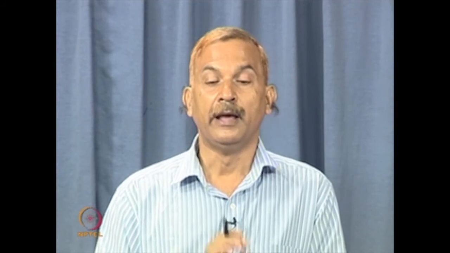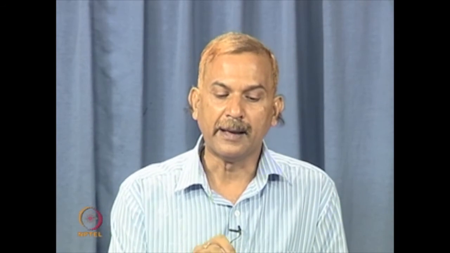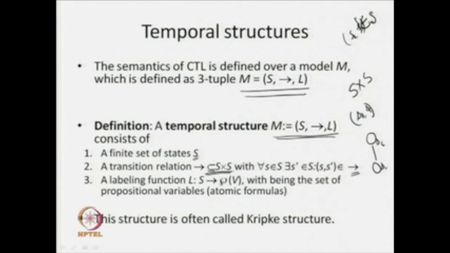If some states do not have a successor state, then we are not going to treat these things as a CTL structure. Along with that, we have a labeling function, basically L, defined as L: S → ρ(V). Here V is the set of atomic propositions, and ρ(V) says the power set of this set of atomic propositions. We will give an example.